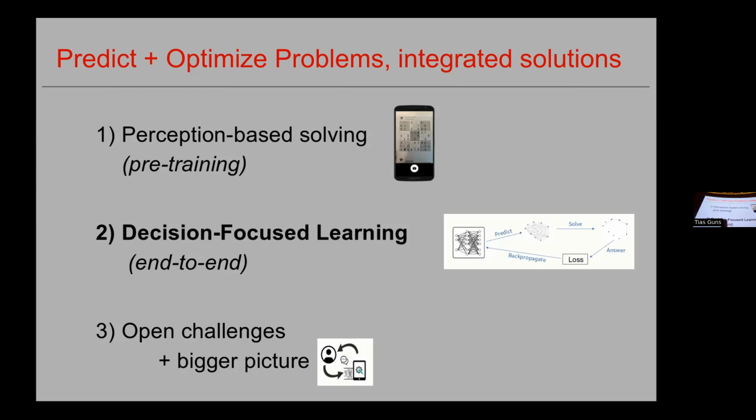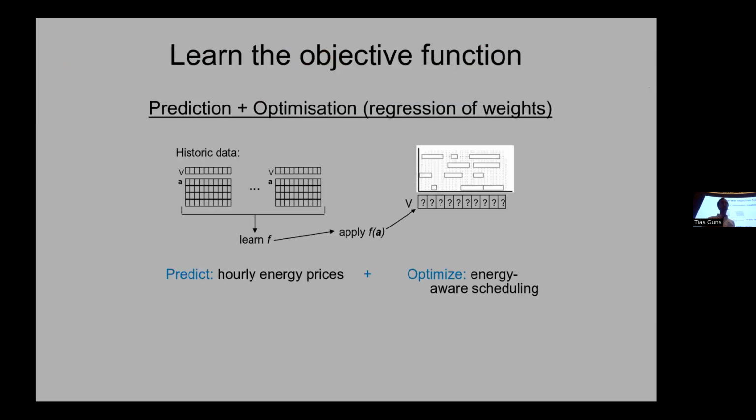But for other problems, we might actually want to do the training with the downstream task in the loop. So let's have a look at that. We will be talking mostly, and the survey also mostly talks, about techniques that learn coefficients of the objective function. For example, this energy-price-aware scheduling problem, for which you got a short intro by Senna just before lunch.